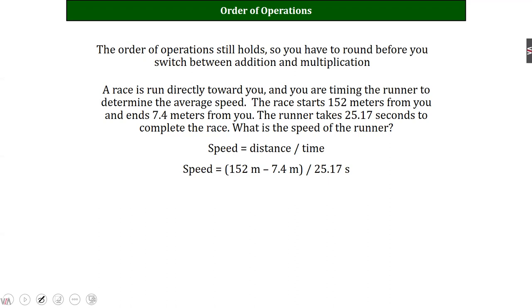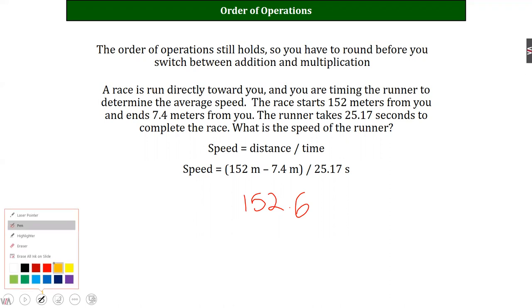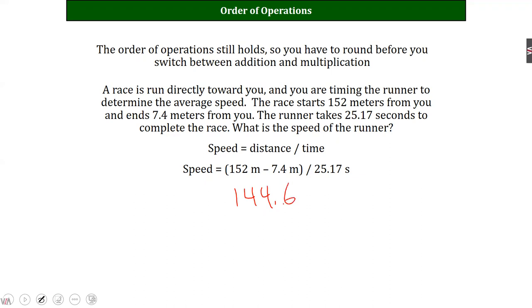our distance run is 152 minus 7.4 meters. When we do that subtraction, our calculator answer would be 144.6. But now we're about to switch operations to division, so we need to do our rounding before we do that. So 144.6, we need our uncertainty in the ones place. So it gets rounded to 145.